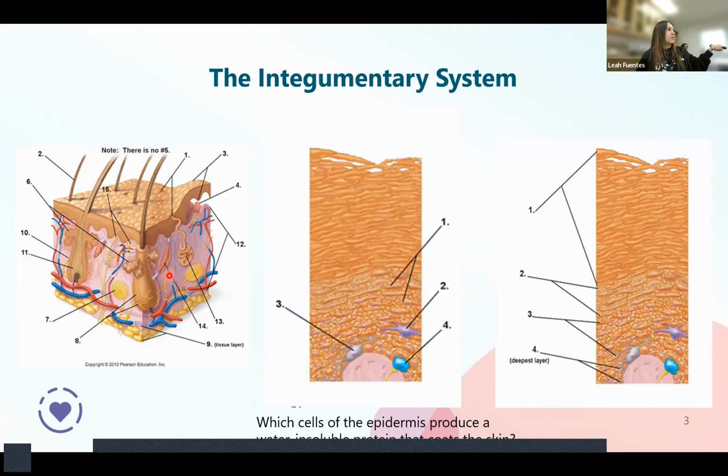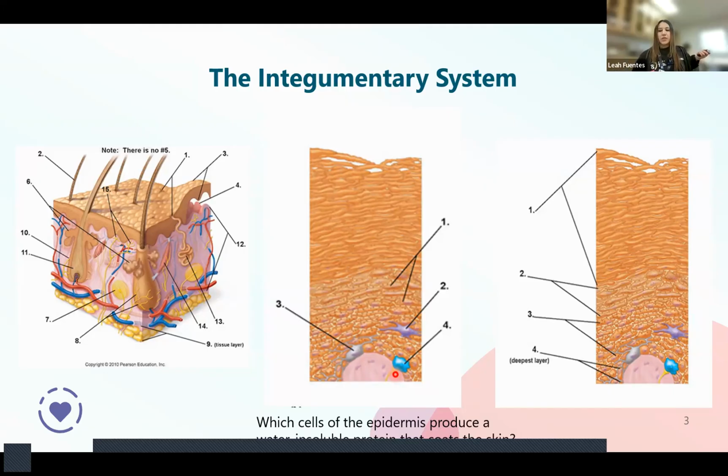Next, we have these cells of the epidermis. Again, you're going to want to be able to identify these. Does anybody know what number 1 is? I know it's really hard to see. Keratinocytes, good. Number 2, dendritic cell. Yeah, number 2 is pretty easy to identify because it has that odd shape. Number 3, melanocyte, good. And number 4, good. The Merkel or tactile cells, and then you're going to want to know the function of each of these. Melanocytes, keratinocytes, the Merkel cells, and then the dendritic cells.